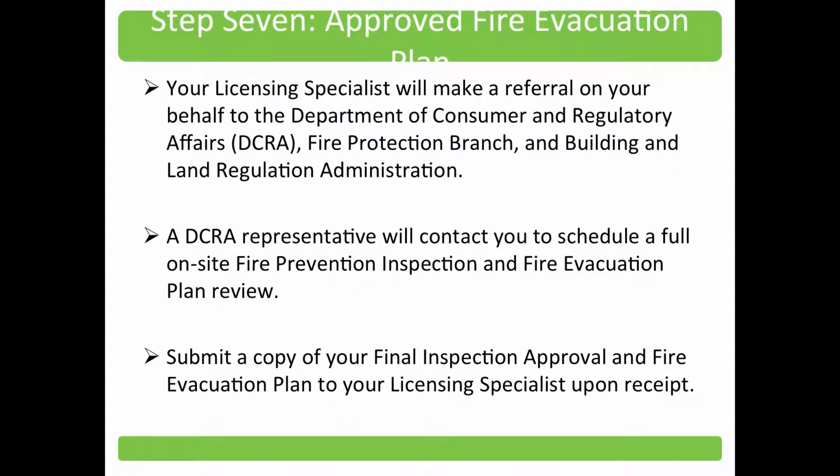Step 7. Approved fire evacuation plan. Your licensing specialist will make a referral on your behalf to the Department of Consumer and Regulatory Affairs, Fire Protection Branch, and Building and Land Regulation Administration. A DCRA representative will contact you to schedule a full on-site fire prevention inspection and fire evacuation plan review. Submit a copy of your final inspection approval and fire evacuation plan to your licensing specialist upon receipt.